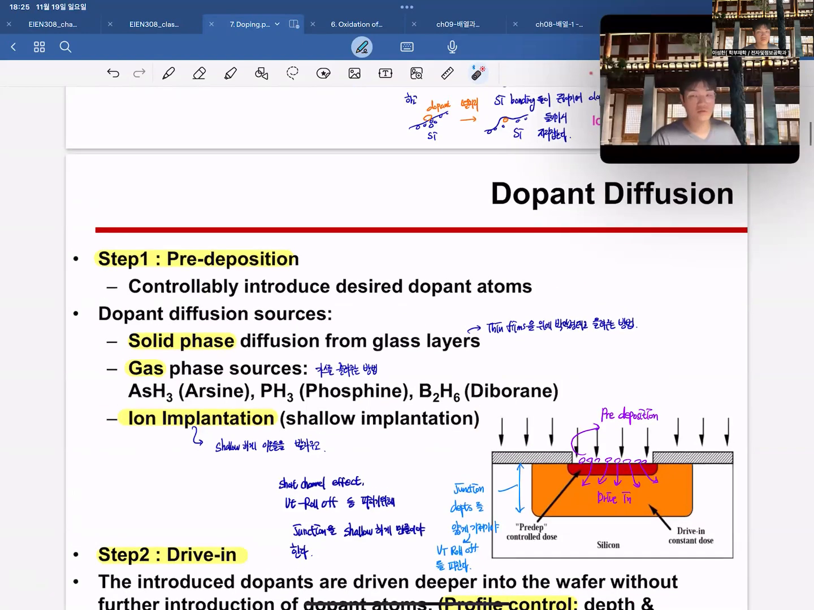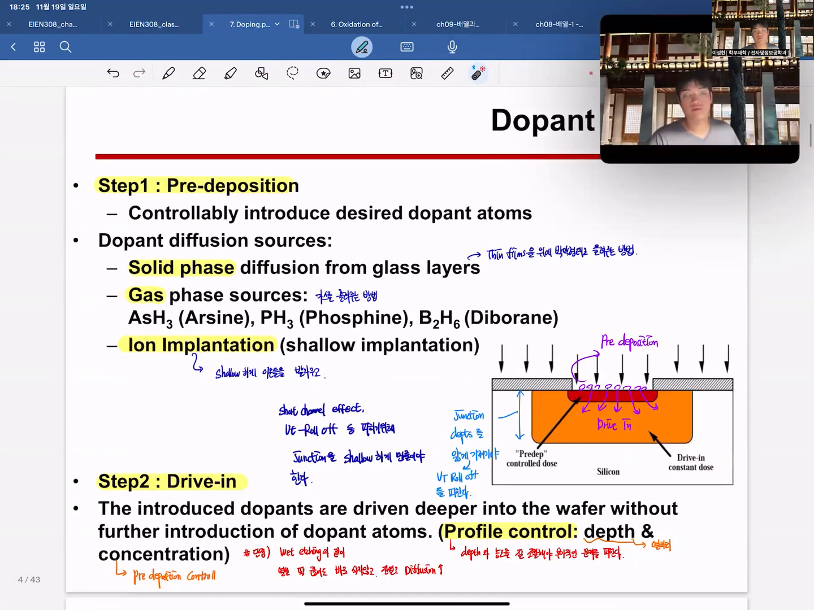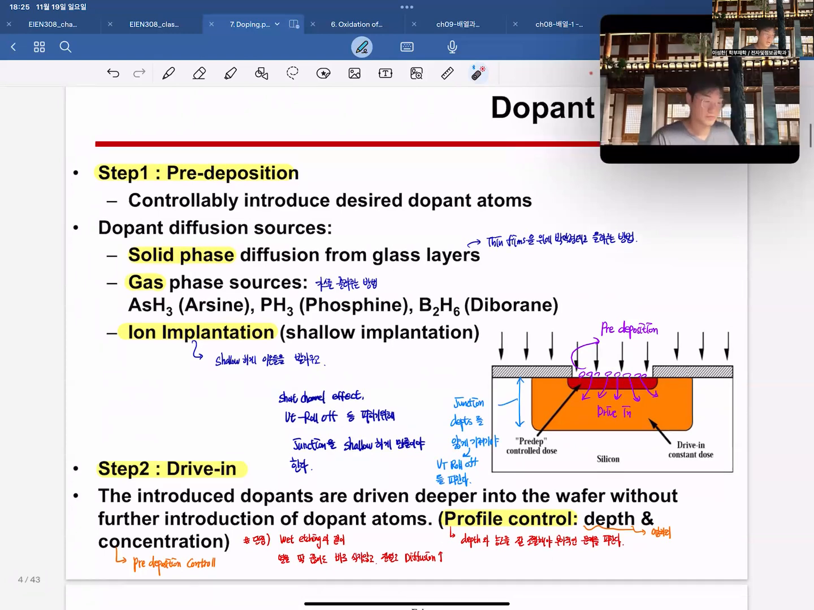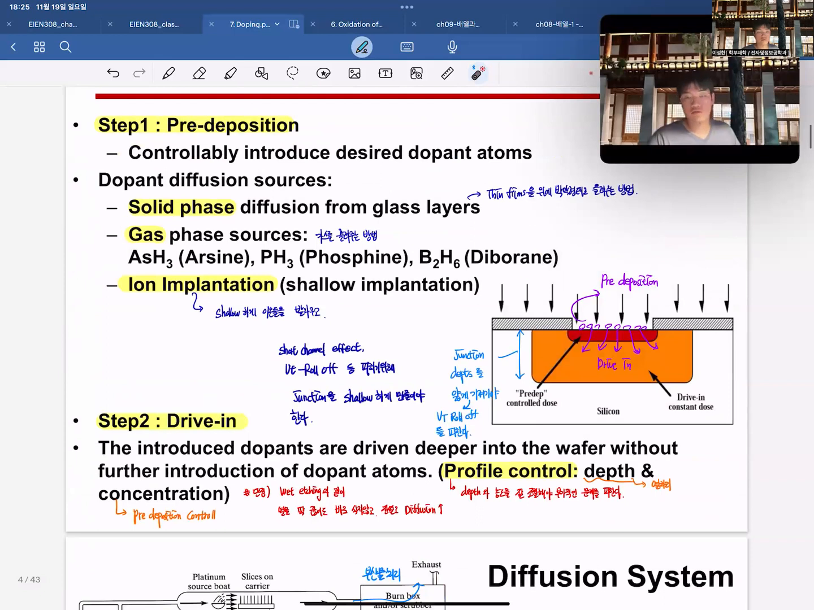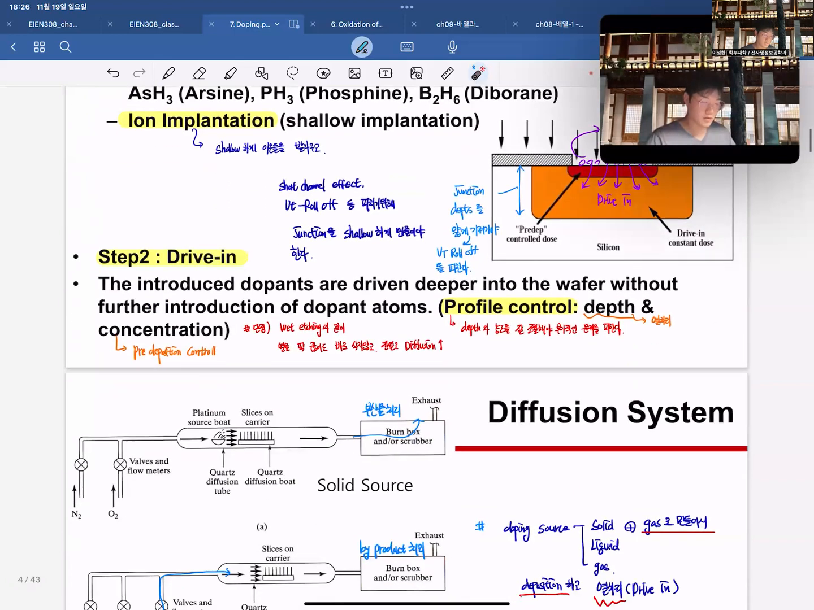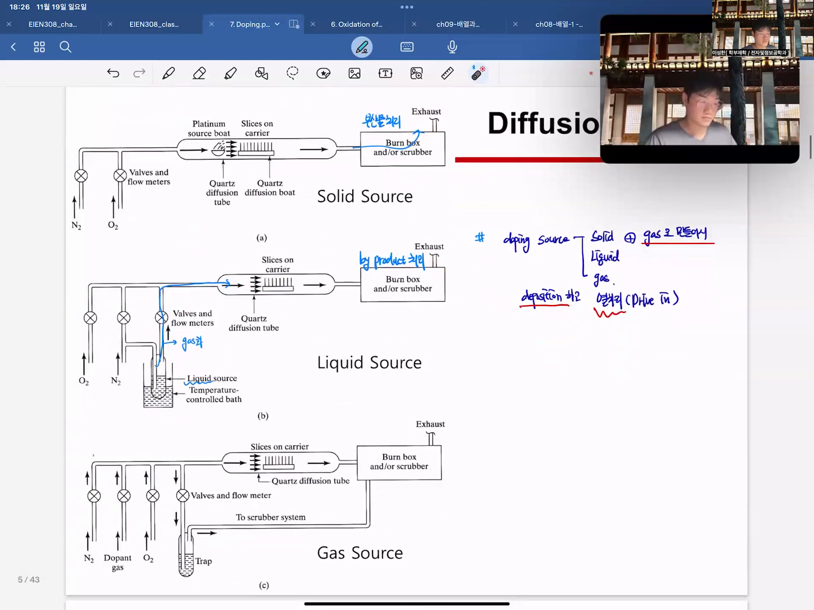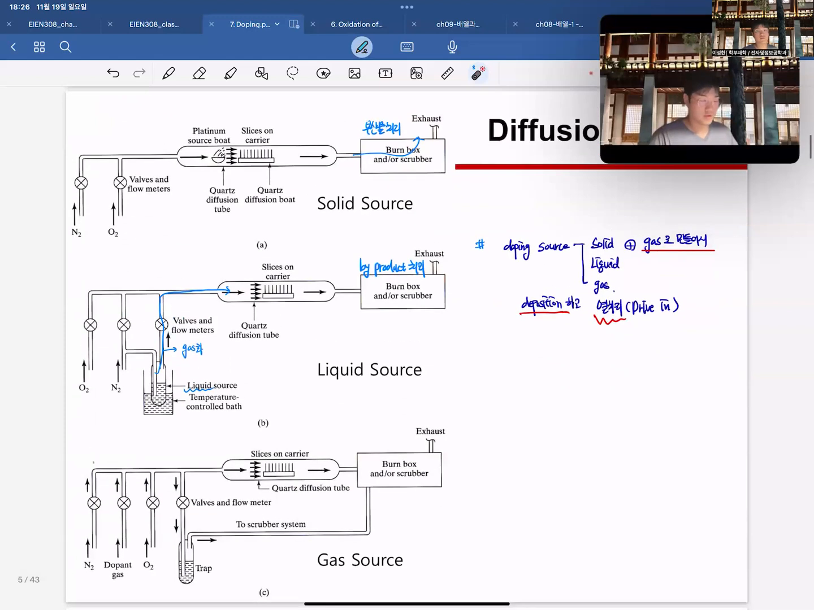And you can see the diffusion. The first step is pre-deposition. Pre-deposition is literally pre-depositing the dopant atoms we want to dope into the surface of the semiconductor. Step 2 is to drive these dopant atoms at the surface into the substrate. In these steps, it dopes the substrate. This diffusion system has three types of source: solid, liquid, and gas.